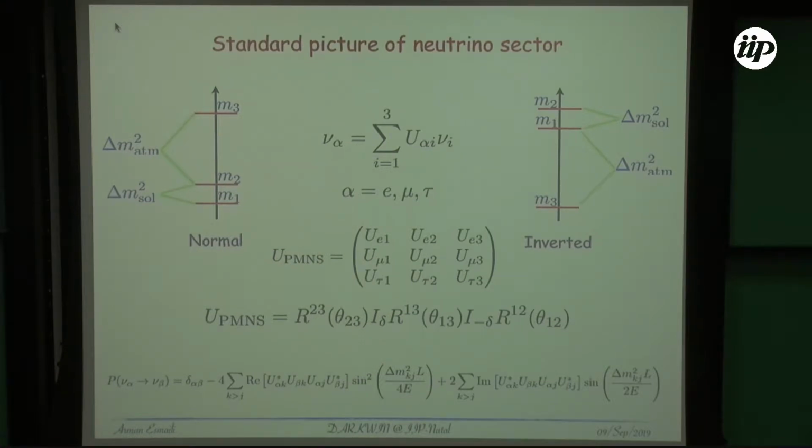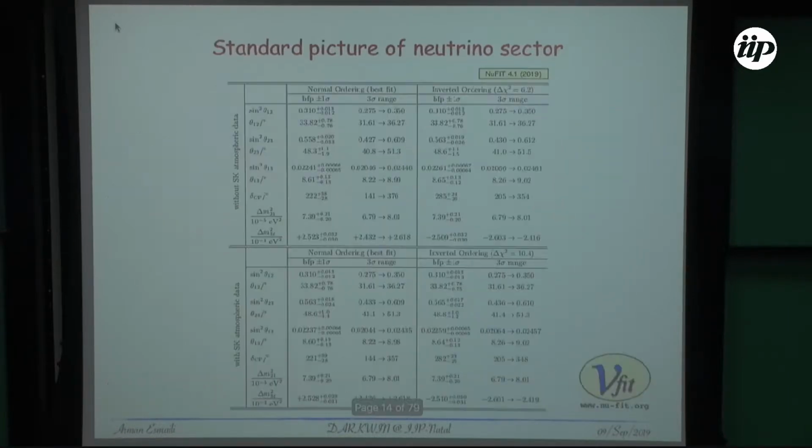So, very fast, this part, because Esteban already told you. This is the standard picture of the neutrino sector. We have three mass eigenstates. We don't know the ordering of them; it can be normal or inverted. The mixing matrix is basically a unitary 3 by 3 mixing matrix that can be parameterized by 3 mixing angles and 1 CP phase, and this will give you the oscillation probability in vacuum.